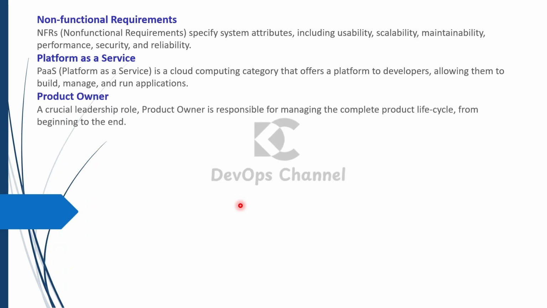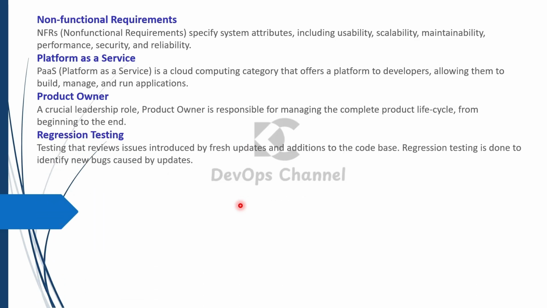Product owner. So it's a crucial leadership role which is responsible for managing the complete product lifecycle from beginning to end. Next one is regression testing. It's also one of the frequently asked questions. So it's testing that reviews issues introduced by fresh updates and additions to the code base. Okay. Regression testing is done to identify new bugs caused by updates.